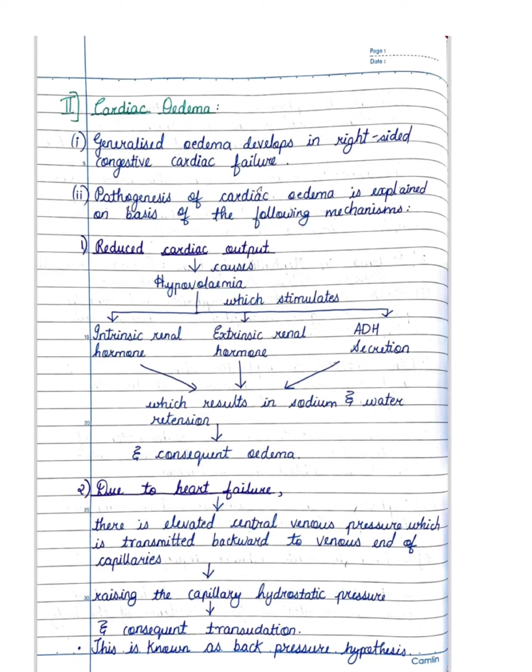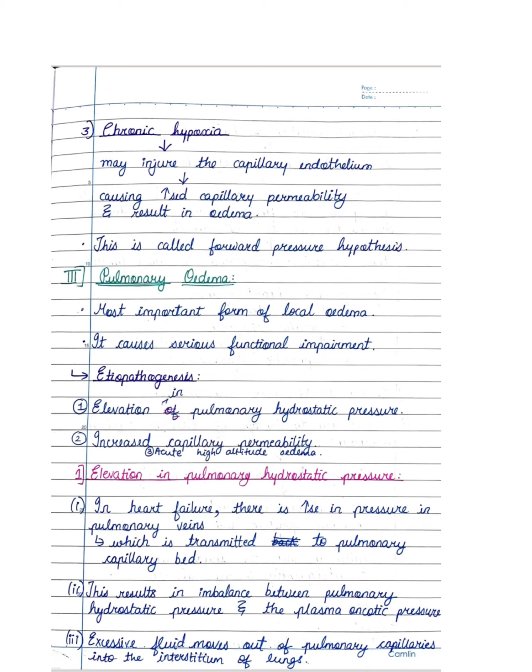Due to heart failure, there is elevated central venous pressure which is transmitted backward to the venous end of capillaries, raising the capillary hydrostatic pressure and consequent transudation. This is known as the back pressure hypothesis. Chronic hypoxia may injure the capillary endothelium, causing increased capillary permeability and resulting in edema. This is called the forward pressure hypothesis.